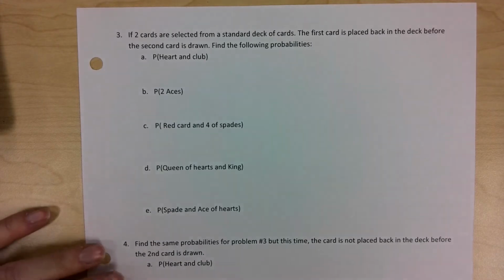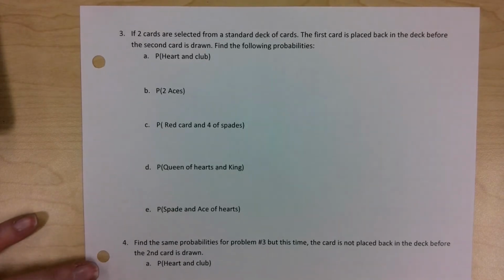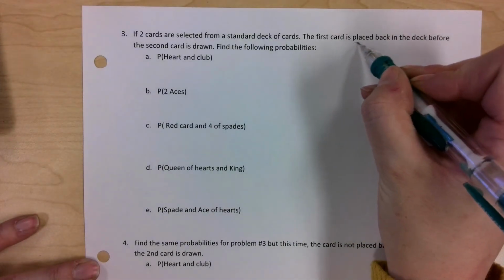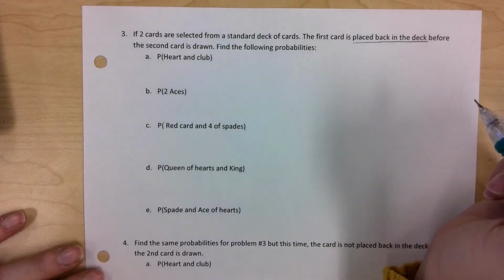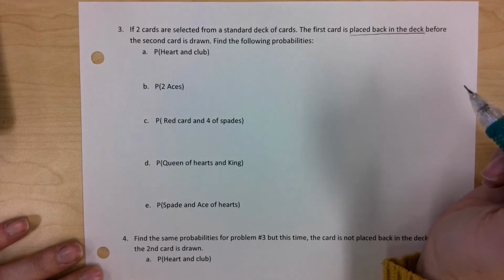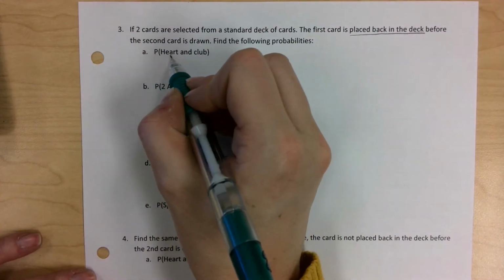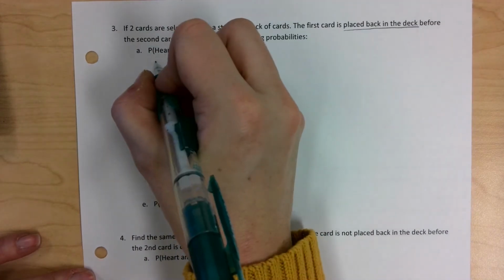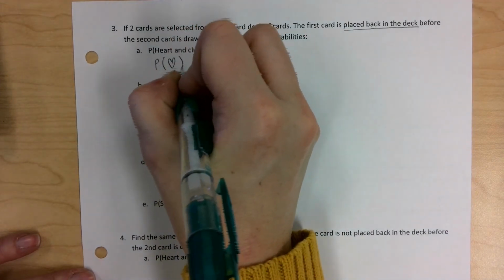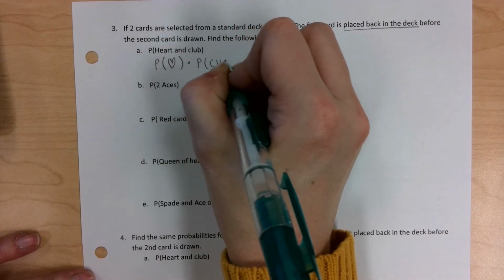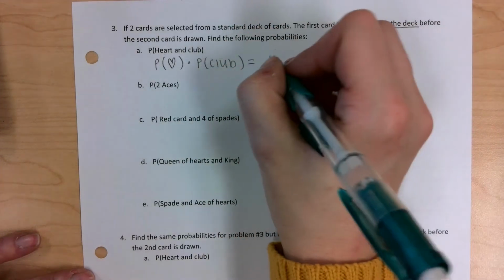All right, number 3, 2 cards are selected from a standard deck of cards. The first card is placed back into the deck, so that's replacement before the second card is drawn. Find the following probabilities. So on this first one, I'm finding the probability of a heart and a club. So I'm going to start with finding the probability of picking a heart and multiply by the probability of picking a club.